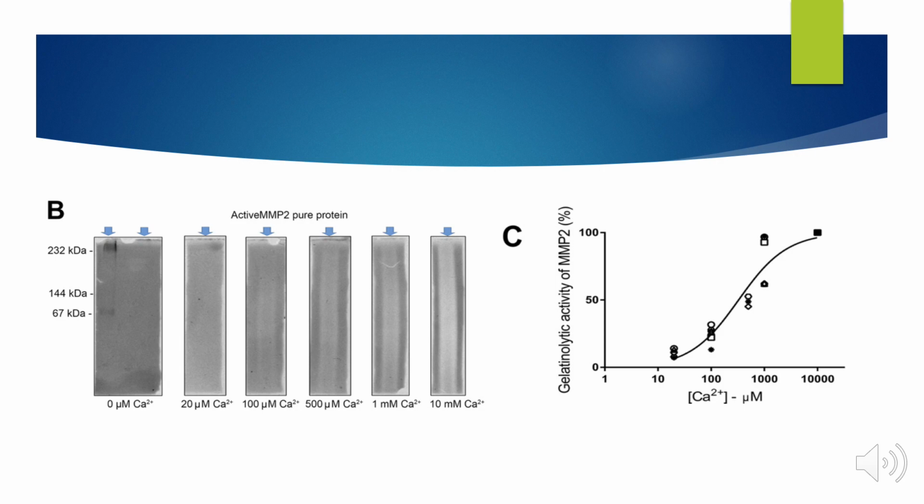To the right, we can see the gelatinolytic activity of MMP2 plotted against calcium concentrations on a log scale. It can be observed that the activity progressively increases with higher concentrations, and reaches 90% of maximal activity at 10,000 micromolar.